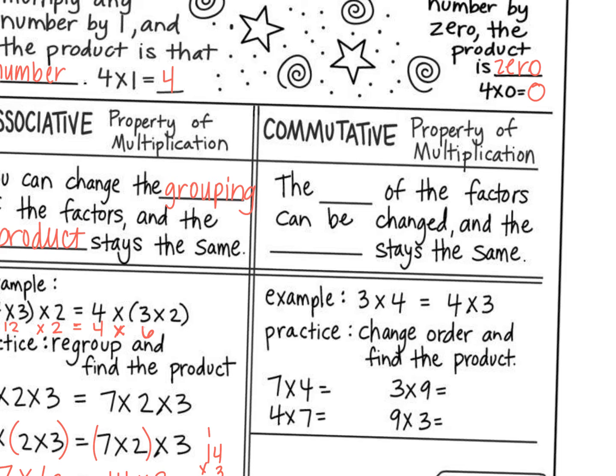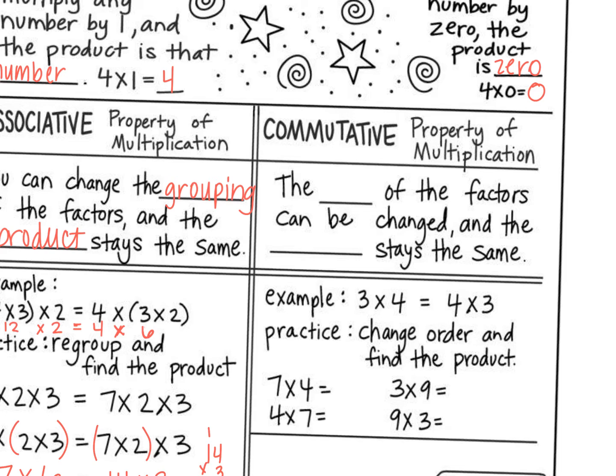Commutative. It looks a lot like the word commute to me. Do you know what commute means? If somebody commutes somewhere. Commute. Right. Does anybody's parents have a long commute to work? Yes. Does anybody have a long commute to school? What does that mean? Cameron. Okay, so maybe like the time it takes to get from one place to another.